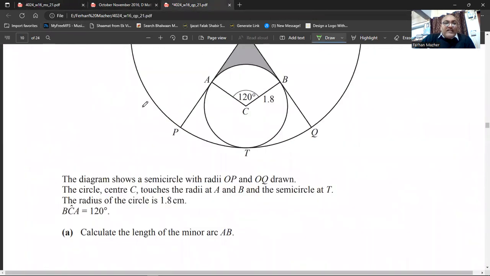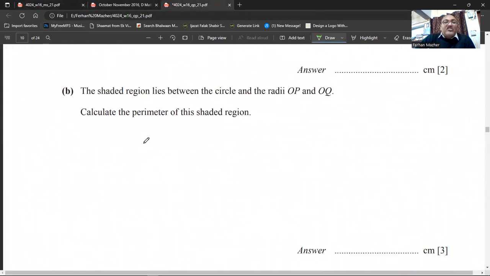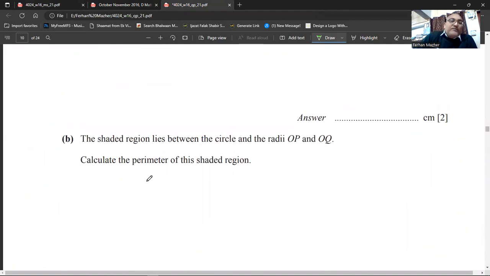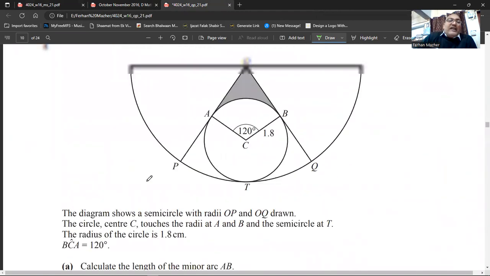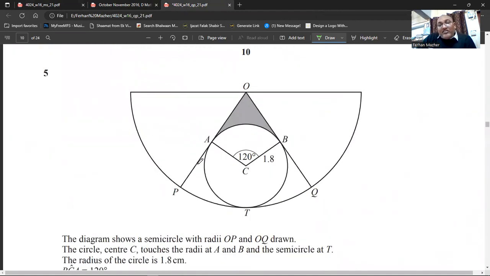Okay, so the next part they are asking us is the shaded region lies between the circle and the radii OP and OQ. Calculate the perimeter of this shaded region. Okay. So we want to find out the perimeter of this shaded region. For this purpose, I need to know this length. So the procedure is very simple. I will draw a line here.